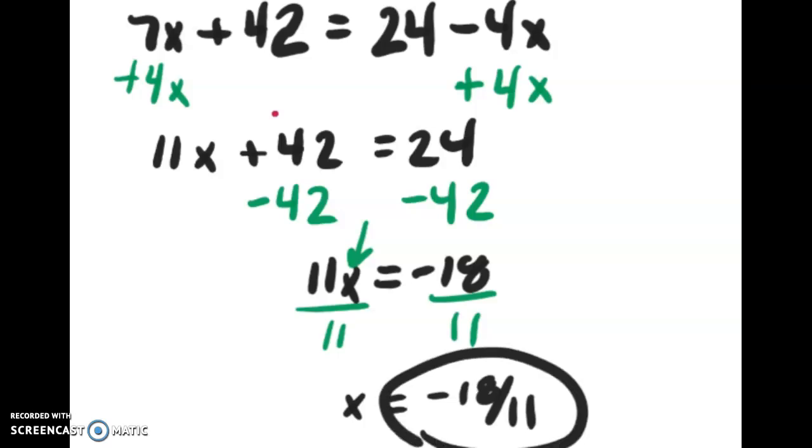The reason why I'm going to put this and not a decimal is because in MyLab Math, it says the solution set is, and then it says type an integer or a fraction. So I need to type the fraction, negative 18 divided by 11.